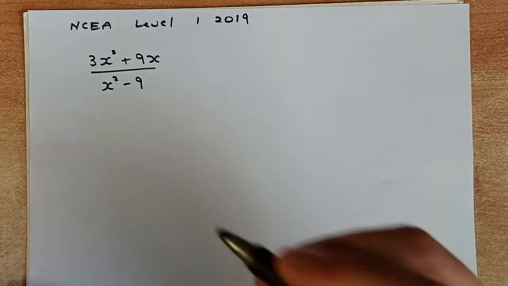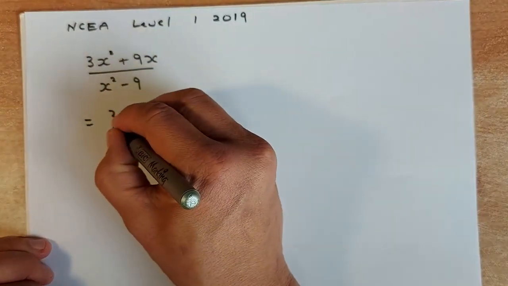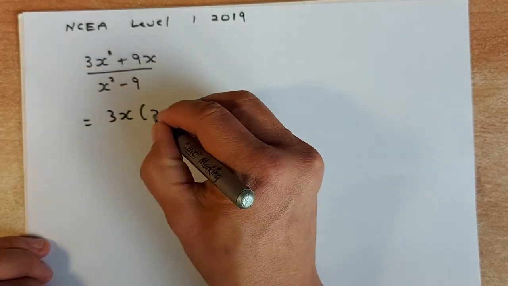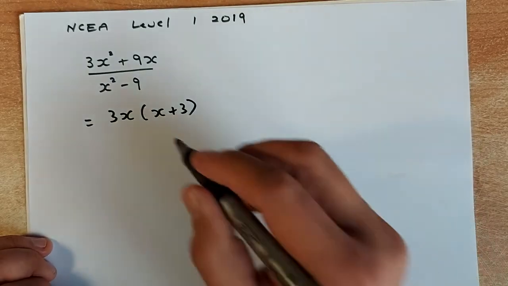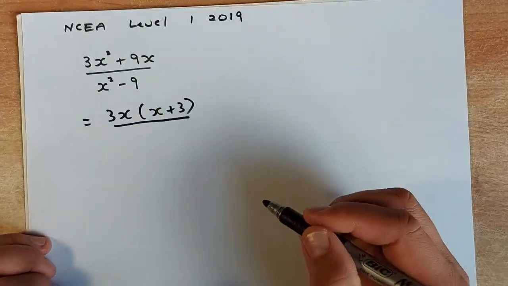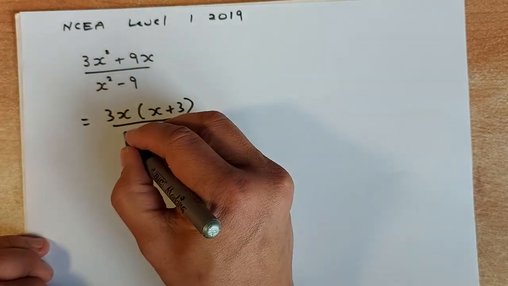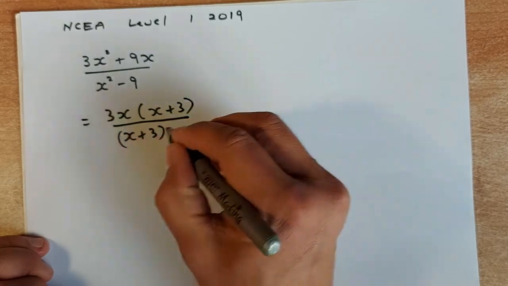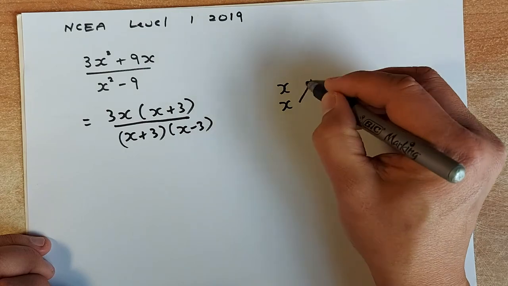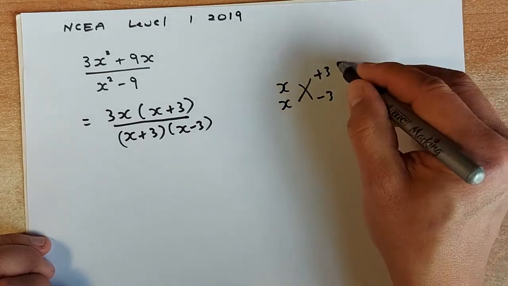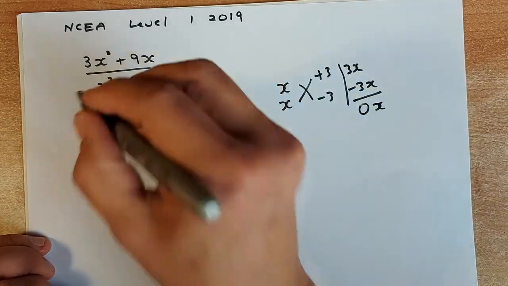So the first type of factorizing is the single bracket factorizing. Take out the common factor, so 3x is common. Then what's left is x plus 3. That is how you do a one bracket factorizing. The second, the denominator, is a difference of two squares, because x squared minus 9 is the same as x plus 3, x minus 3. Because if you do the trial and error method, plus 3 minus 3, this is 3x, this is minus 3x, and when you add them up, it is 0x. That's what you get in the middle.